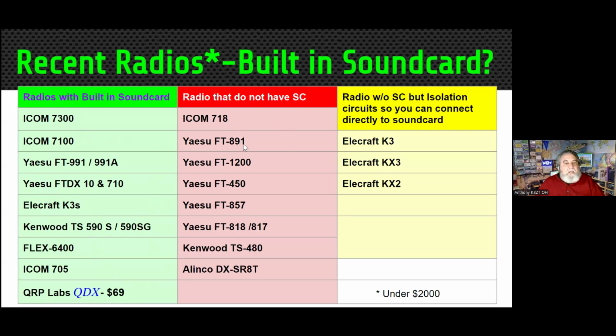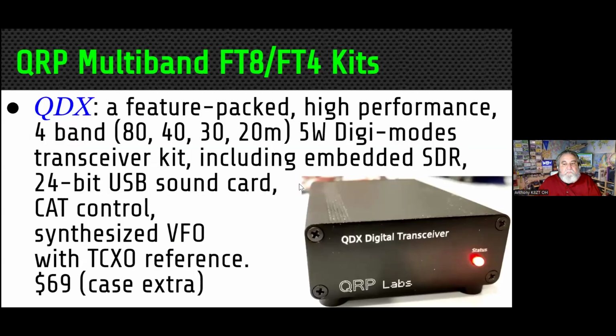Radios that do not have sound cards that are either recently discontinued or still available include the ICOM 718 and the Yaesu 891, which are both still available. Both great radios, but they don't have sound cards. So if you want to do that, you need to add an external interface. There are some radios that will work without a sound card interface, directly plugging into the computer sound card, but I would still use an interface for most of those cases. Now, I'm only talking about radios that are under $2,000. There are more radios out there, but I didn't mention them.